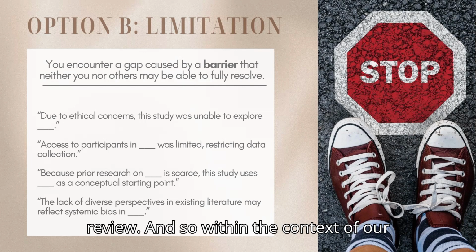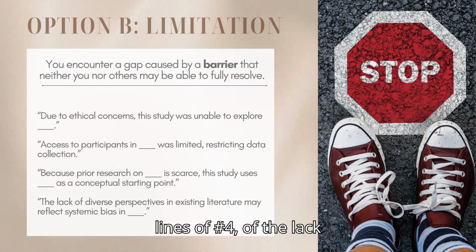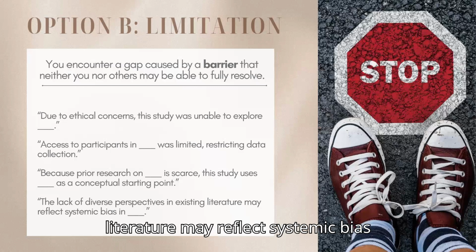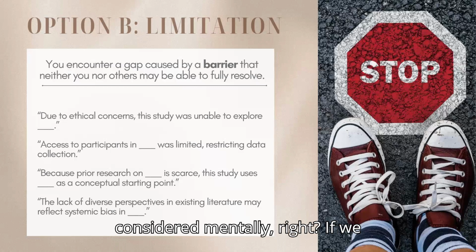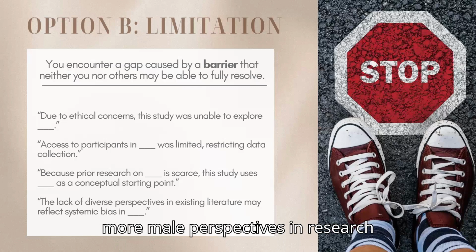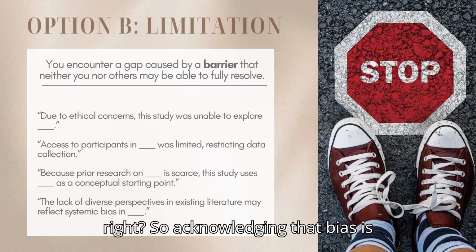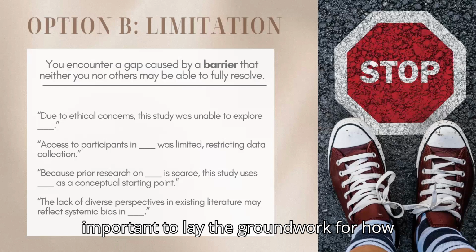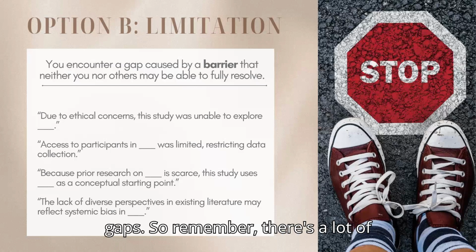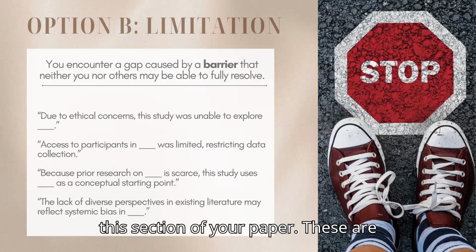And so within the context of our example, we could say something along the lines of number 4, the lack of diverse perspectives in existing literature may reflect systemic bias in how female athletes' health is considered mentally, right? If we want to take the framework that there is more male perspectives in research studies than there are female athletes, right? So acknowledging that bias is important to lay the groundwork for how your paper is going to fill in those gaps. So remember, there's a lot of different ways you can approach discussing a gap in the literature for this section of your paper.